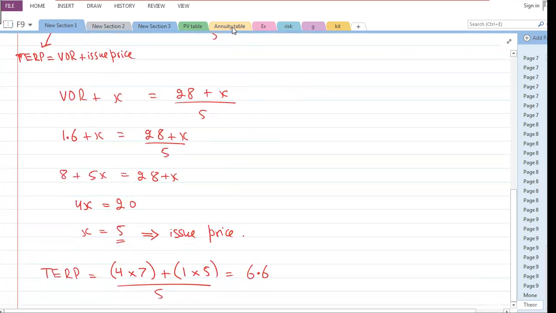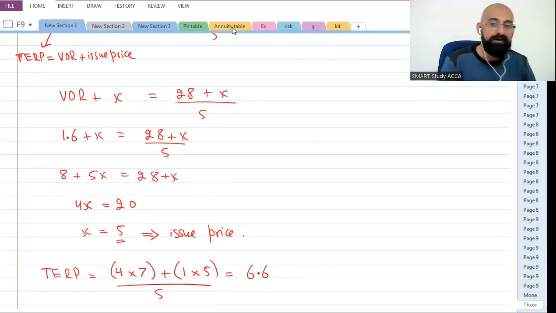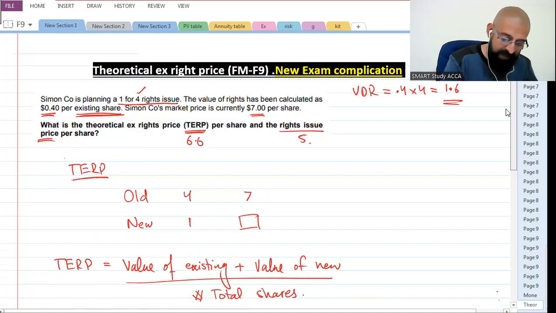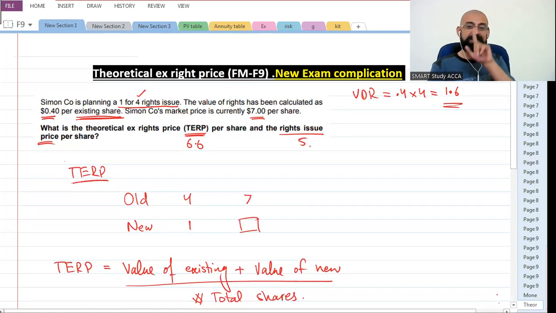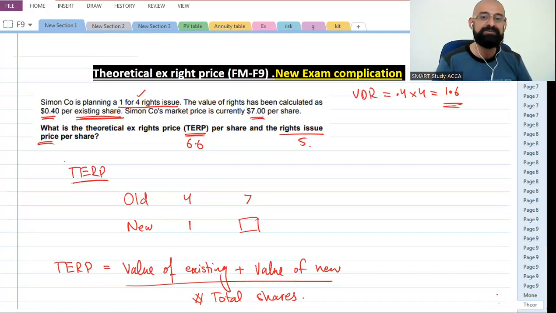Now, this is how most of the students would have done it, okay? But look at what the examiner did. The examiner didn't do it like this. The examiner simply said, well, the existing share price is $7 and we are given the value of the right per existing share. So if every share has this much value, and you deduct it from the existing share price, this is going to give you the theoretical ex-right price.